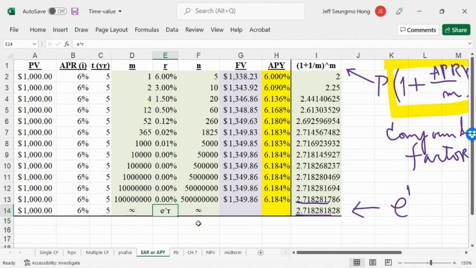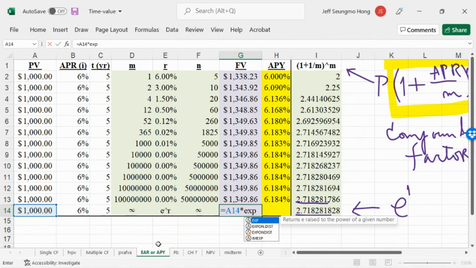And this is what you do for future value: principal times the exponential function, that's e, Euler's number, raised to R, you put R there, times 5, because it's 5 years, R times T. Times 5. And that's the future value.